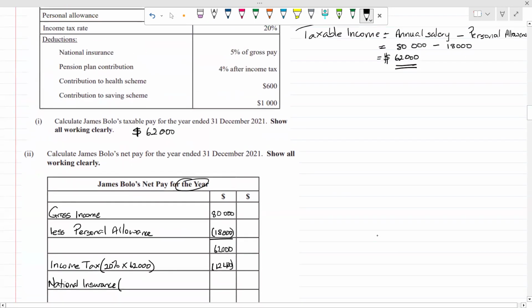Because they're saying 5%, but not 5% of the taxable income. They said 5% of the gross pay. So here we're doing 5% of $80,000. That's 4,000.